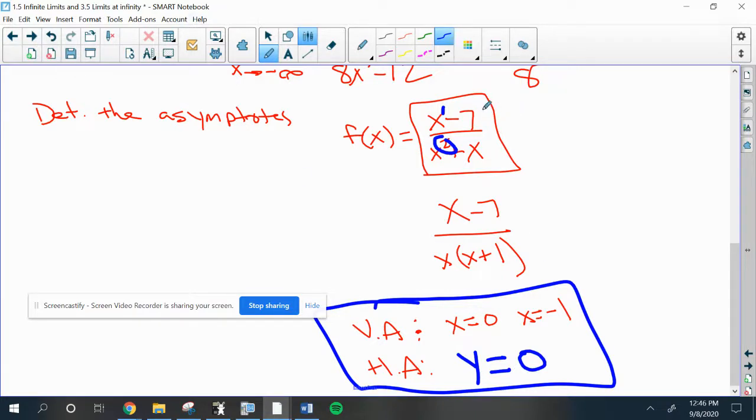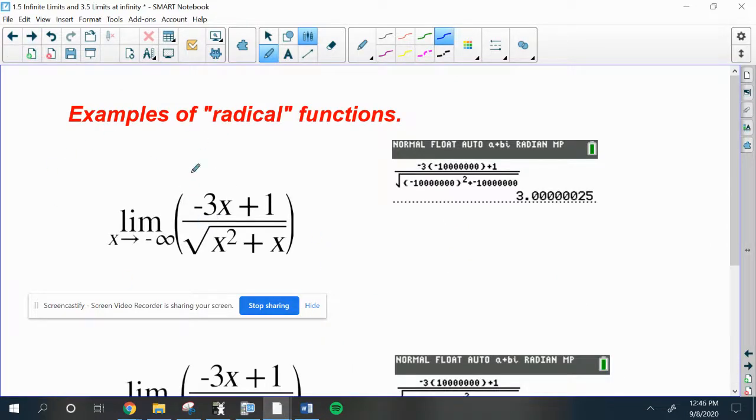Now, all rational functions have only one horizontal asymptote max. It can't have more than one. You're going to see that's not the case for radical functions, and that's what we're going to be looking at next. So that will be the next video.